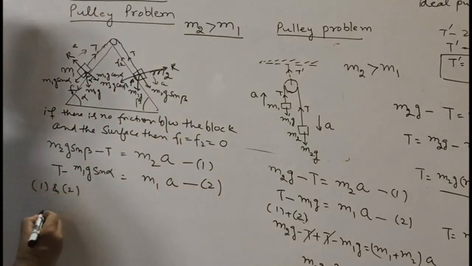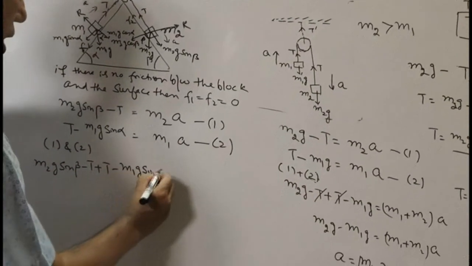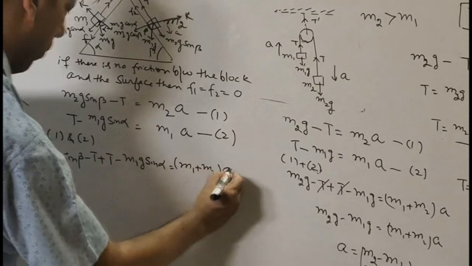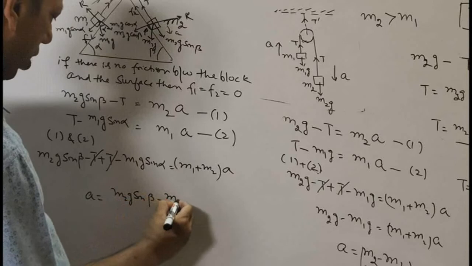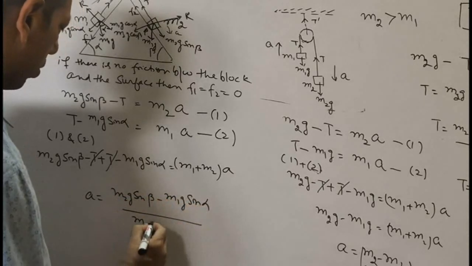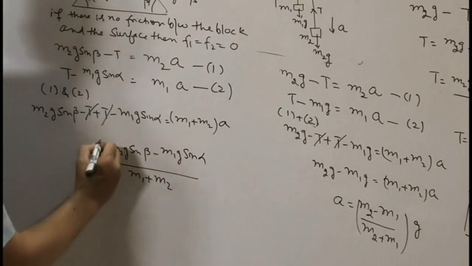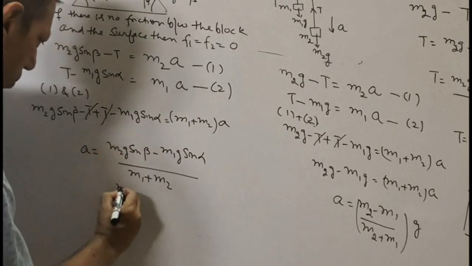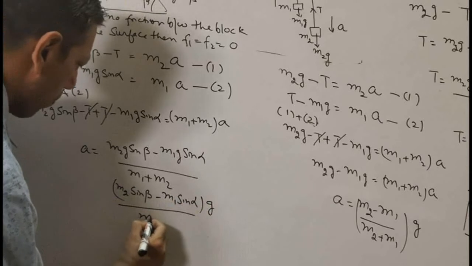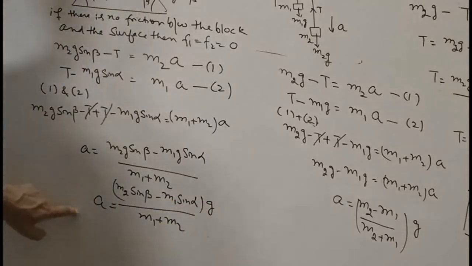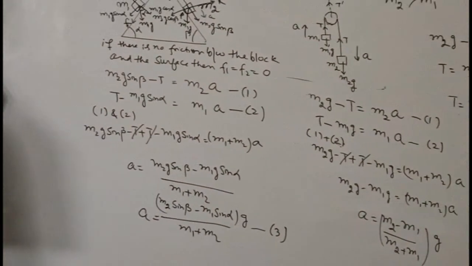Add 1 and 2: m2g sin beta minus T plus T minus m1g sin alpha is equal to (m1 plus m2) into a. T minus T cancel. Acceleration is equal to (m2g sin beta minus m1g sin alpha) over (m1 plus m2). Taking g common, a is equal to (m2 sin beta minus m1 sin alpha) into g over (m1 plus m2). Mark this as number 3. Substitute the value of acceleration in equation 1.